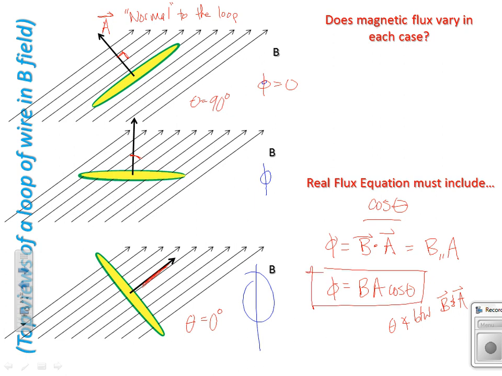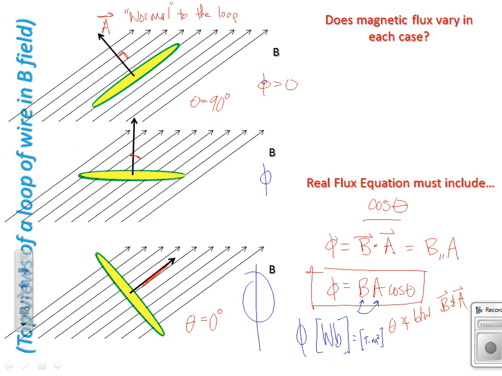Now, one thing I didn't mention is the units of flux. The units of flux are called Webers. And a Weber, apparently, is a Tesla meter squared. Both of those, obviously, are okay to write for flux.